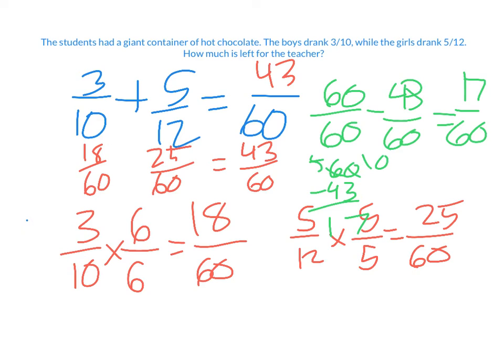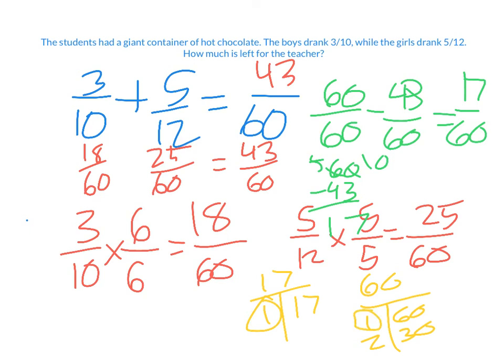Now I think that's simplified, but I'm going to double check. So I do a GCF. 17: I know the only factors of 17 are 1 and 17. 60, I've got a whole bunch of factors. I've got 1 and 60, 2 and 30, 3 and 20. But I also noticed that 17 is not going to go into 60. 4 times 15 gives me 60, but 17 is not a factor. So 1 will end up being my only common factor, meaning 17 over 60 is how much is left for the teacher.